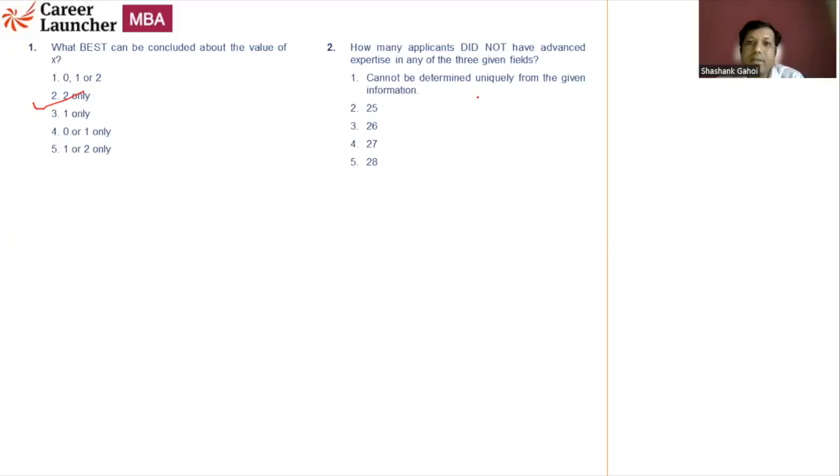How many participants did not have advanced expertise in any of the given fields? So the total number of people was 41, and out of 41, 15 people have expertise in at least one. So how many people have none? That's going to be 26. So the answer of this question comes out to be option 3, that is 26.